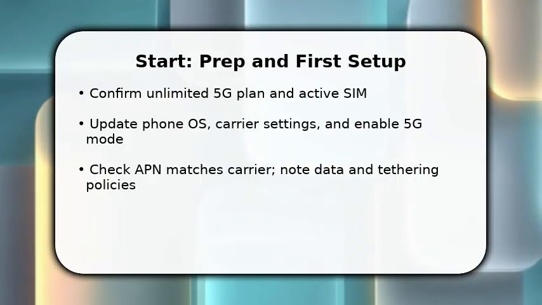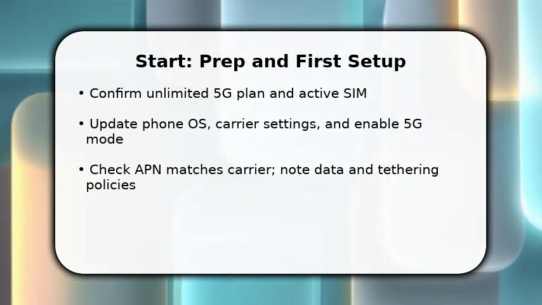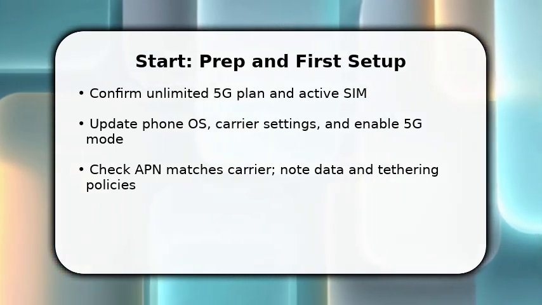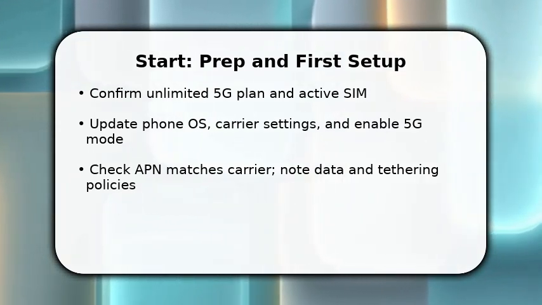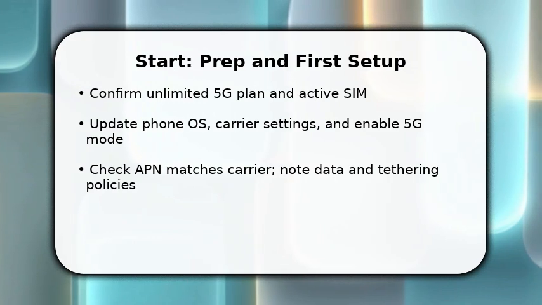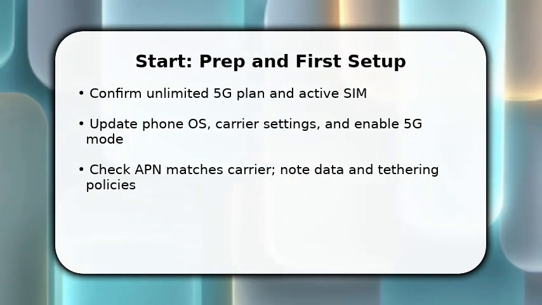You start by confirming you actually have an unlimited 5G plan and that your SIM is active. Carriers enforce plan rules, so no limits. Once confirmed, update the phone's OS and carrier settings to unlock stable 5G.